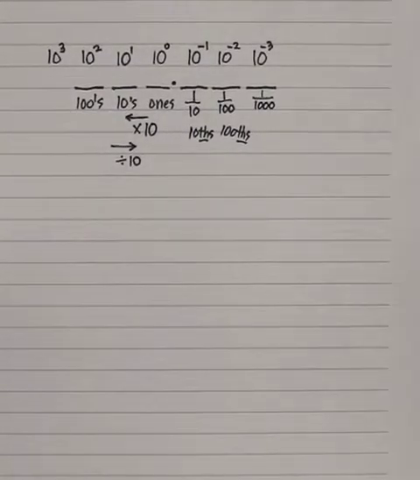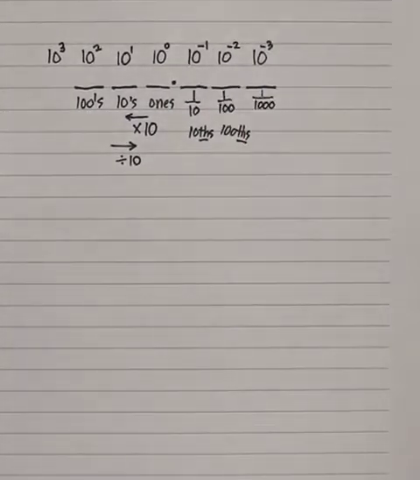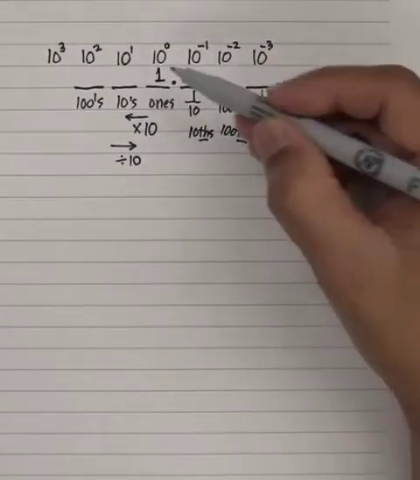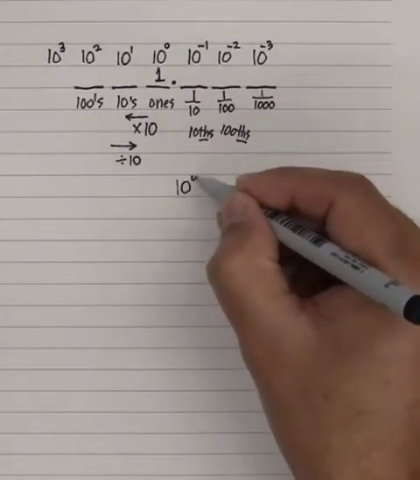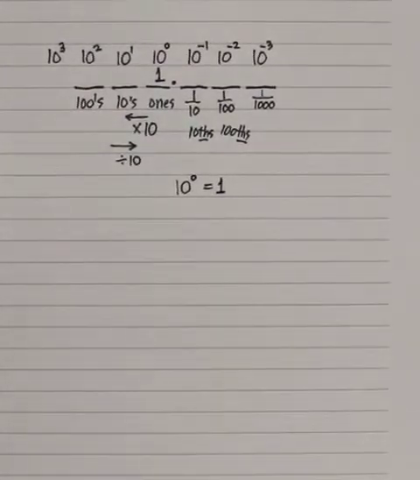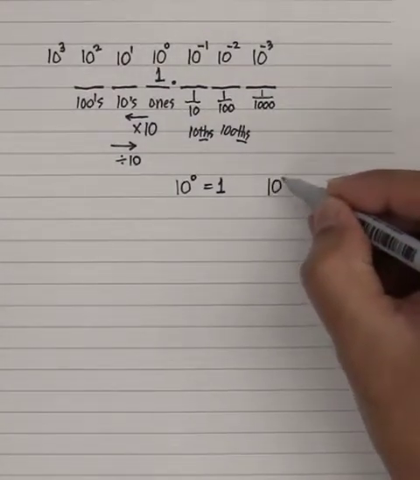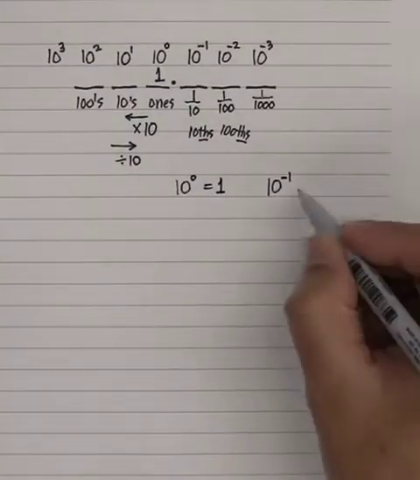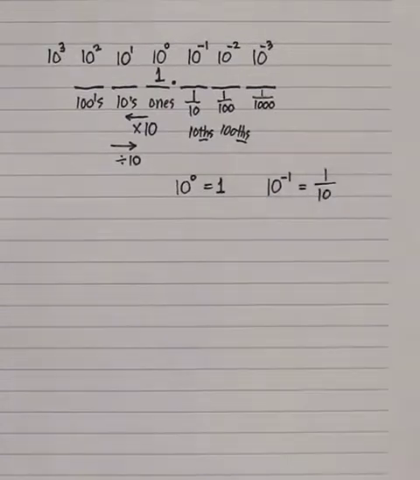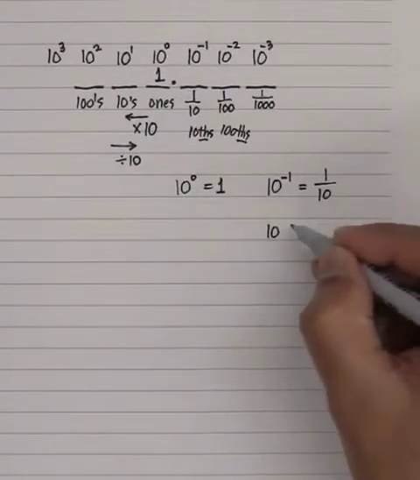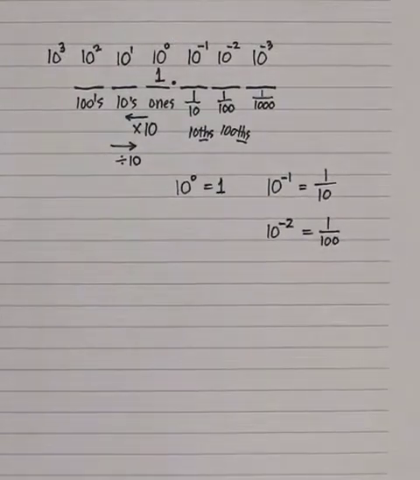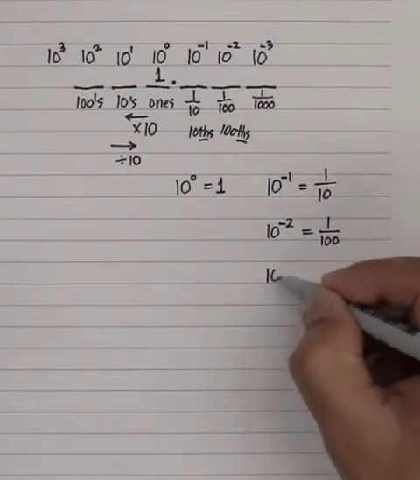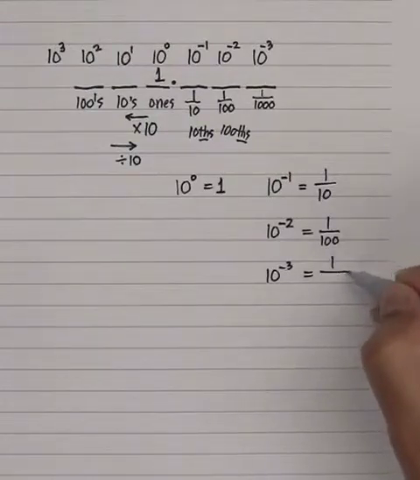So there are a few things that we have learned right here. Very important things. We have learned that 10 to the 0 is the ones. So we have learned that 10 to the 0 equals 1. We have learned that 10 to the negative 1 is 1/10th. We have learned that 10 to the negative 2 is 1/100th. We have learned that 10 to the negative 3 equals 1/1000.